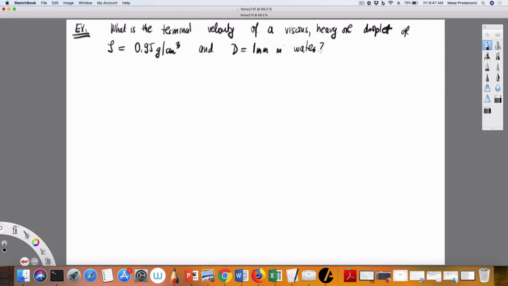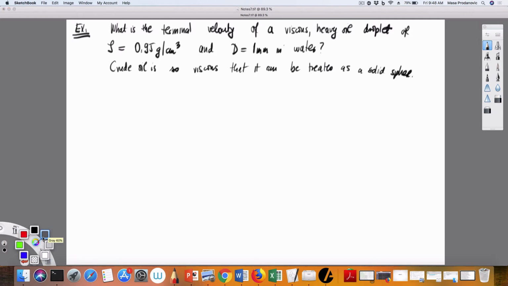And we're going to make an assumption that crude oil is so viscous that I can treat this as a little solid sphere. Okay. Viscous, that it can be treated as a solid sphere. Cool. So let's look at the friction factors.